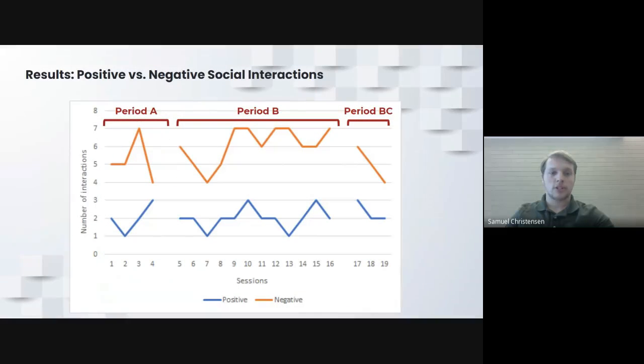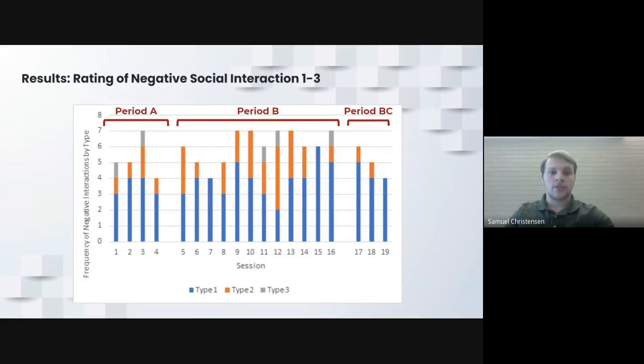This is the results of the study. The positive and negative social interactions of the participant. The blue is the positive, the orange is the negative. There is space between period A, B, and period B, C. As you can see, there appears to be no real pattern within the data. Towards the end with period BC, there appears to be a starting decrease in the negative interactions.